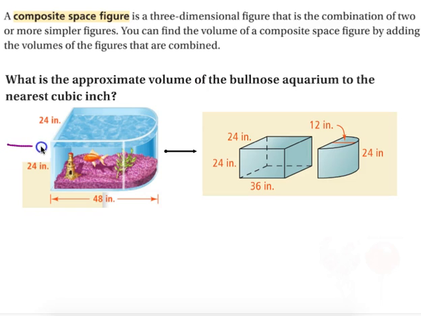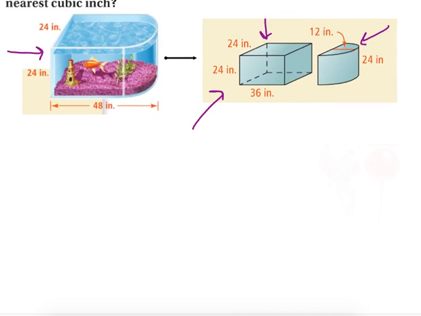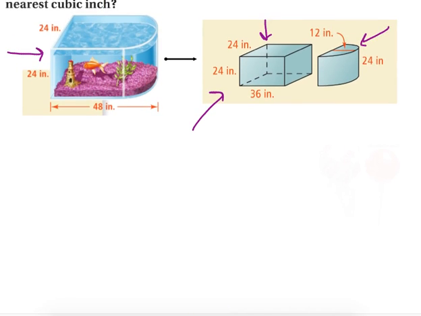So here's what our aquarium looks like. And they're so kind to break it down into what it would be in simpler figures. All we have right now is a rectangular prism, which is this guy right here, and this is half a cylinder. Lucky us, we know how to find volumes of both of those, so we're just going to do them individually and add them together. Let's start with the rectangular prism.